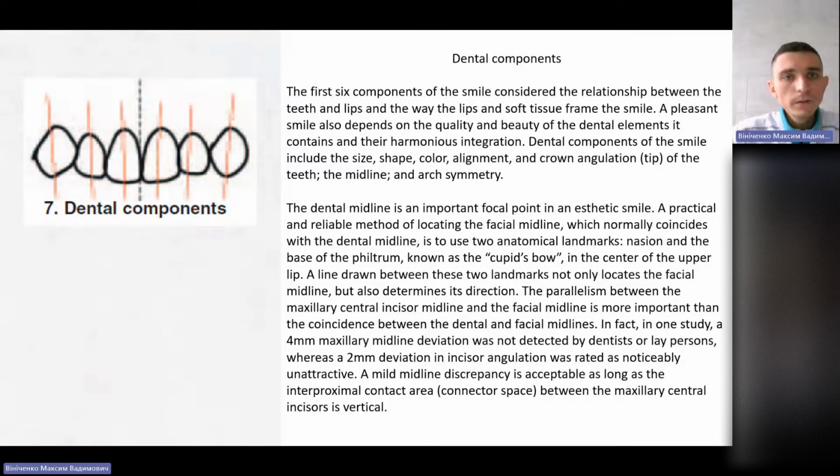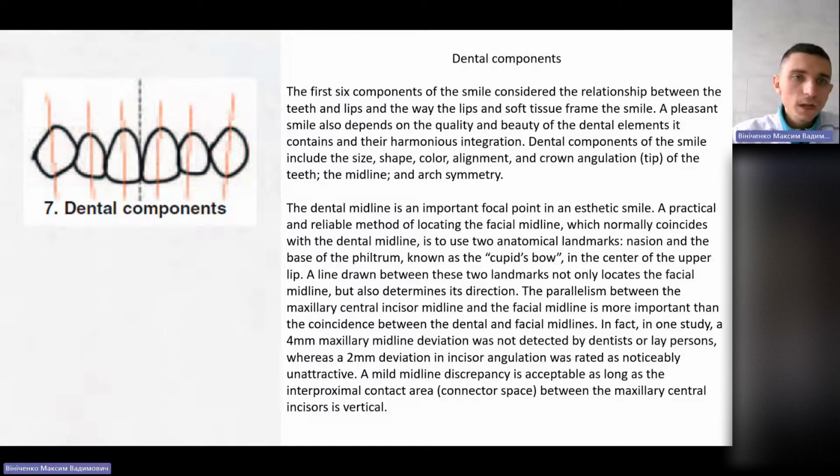In the next component, there is a dental component. The first 6 components of the smile considered the relationship between the teeth and lips, and the way the lips and soft tissue frame the smile. A pleasant smile also depends on the quality and beauty of the dental elements it contains and their harmonious integration.